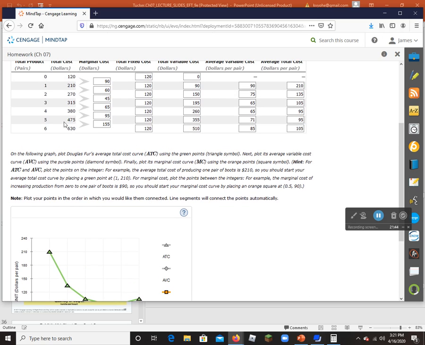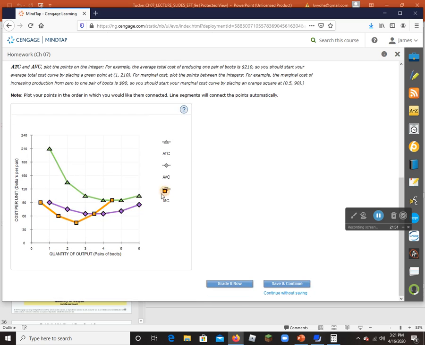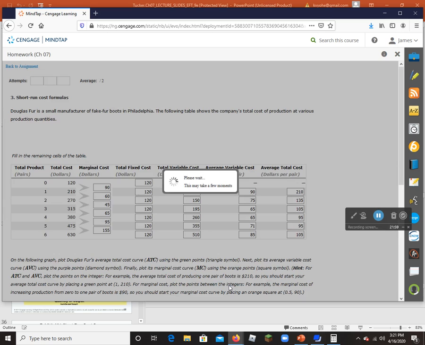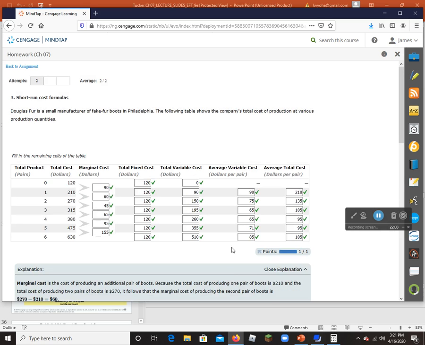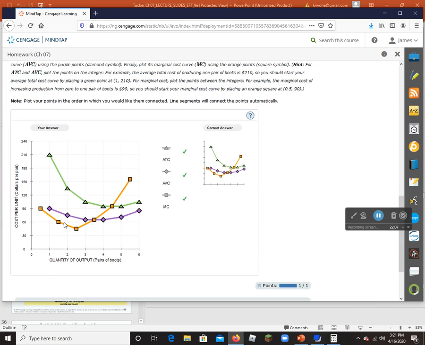Finally, the sixth unit of output is 155. So we go to 5.5 units of output up to $155. Put that last point, and we'll graph that now. And we didn't make any math errors. We didn't make any graphing errors, so our graph looks good.